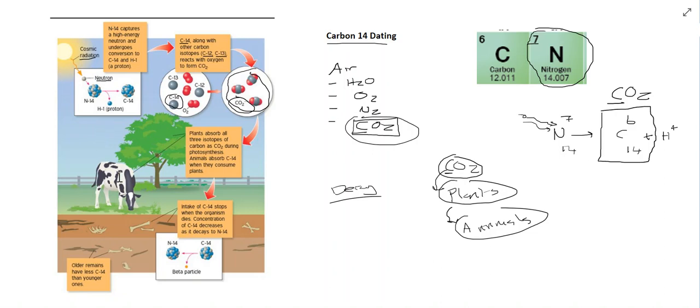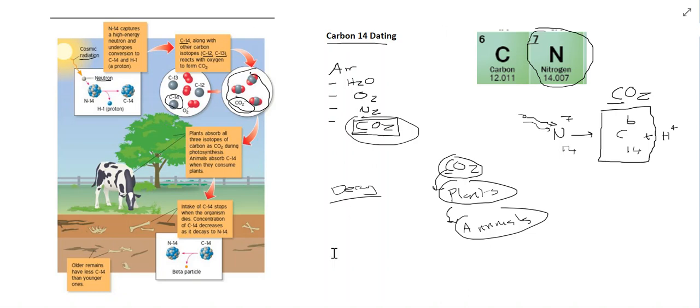And the same with an animal while it's alive. The animal while it's alive is going to be eating grass, for example, which takes in this CO2, and as a result it's going to have carbon-14 within its body. And that carbon-14 will be constantly replenished as the animal continues to consume and eat plants that have also taken up the carbon-14 from the air.